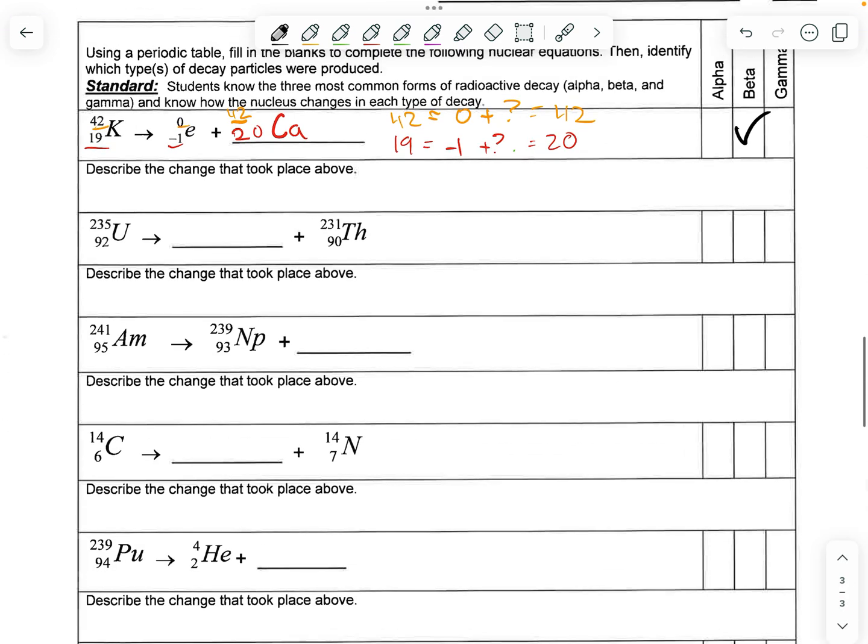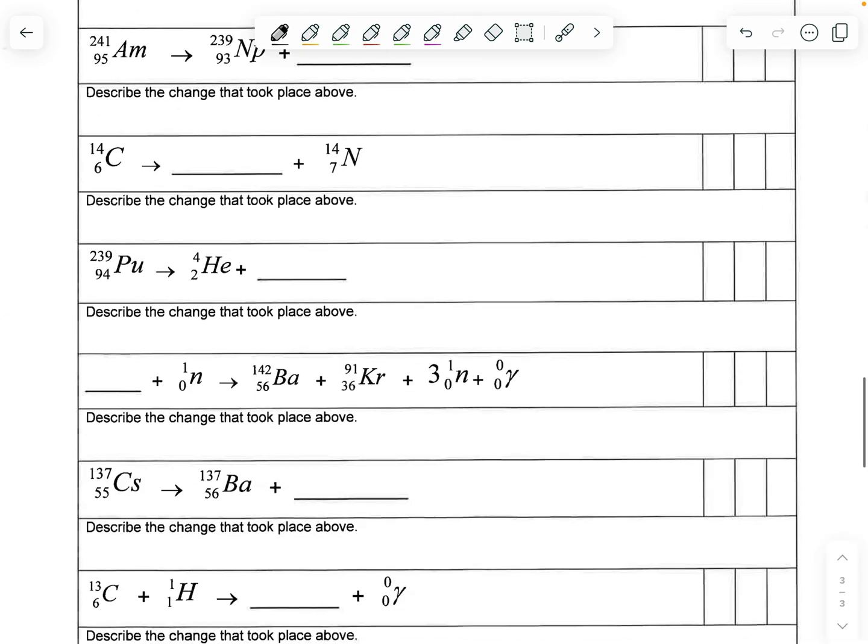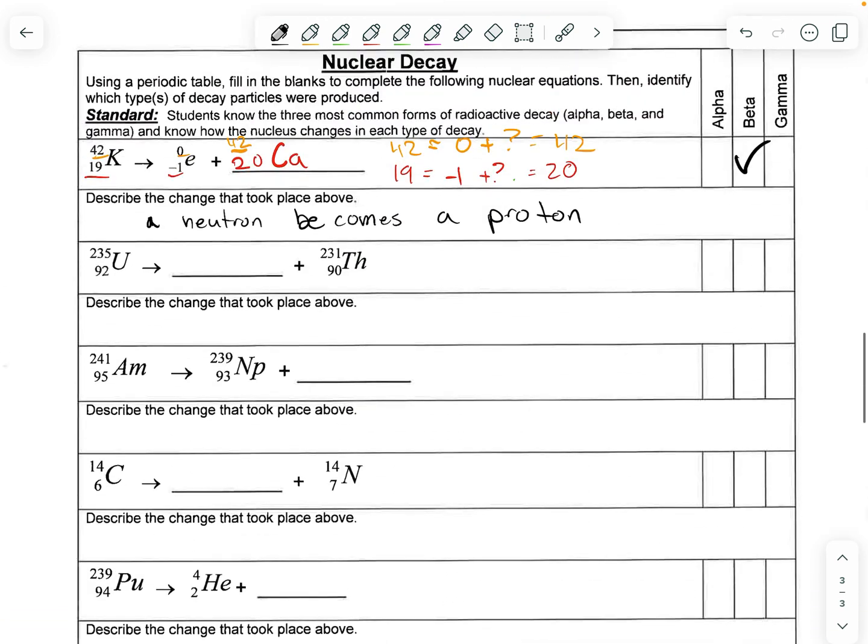It says to describe the change that takes place. You have to describe what's going on in the nucleus. So remember, in beta decay, that's when a neutron becomes a proton. Again, beta decays when a neutron becomes a proton. I'm going to try that out for the rest of these here.